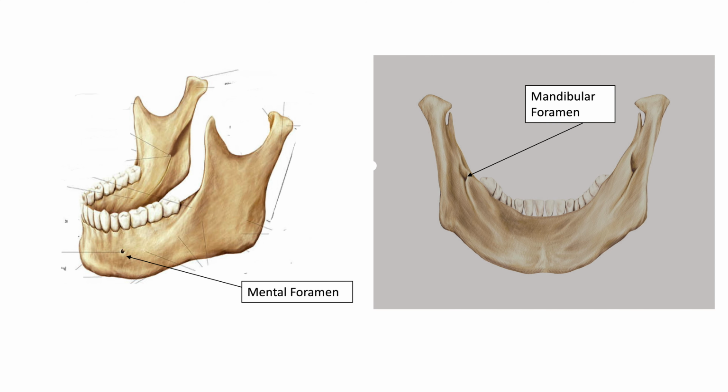Now I will be talking about two foramen of the mandible. So one here to the left is called mental foramen, which is seen anteriorly, and the other one here posteriorly is called mandibular foramen. These are the two openings of the mandibular canal.